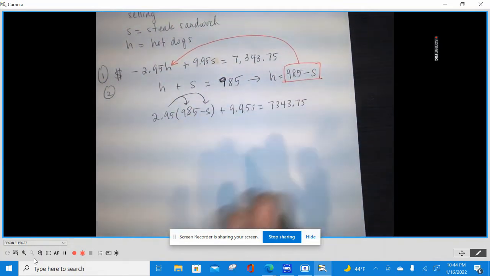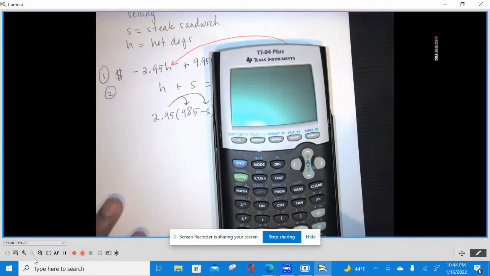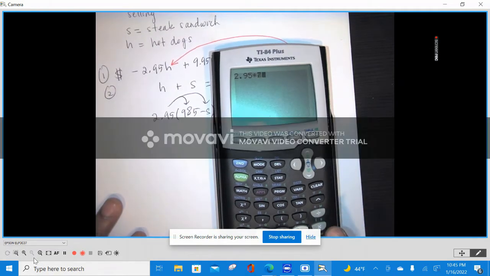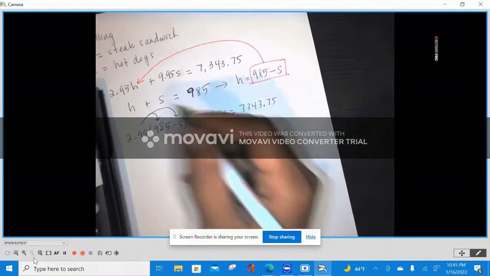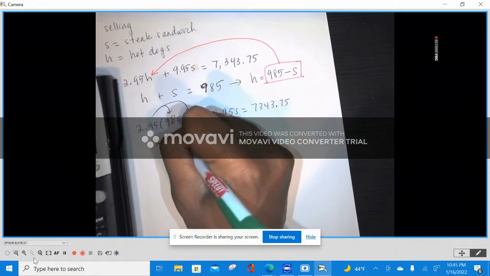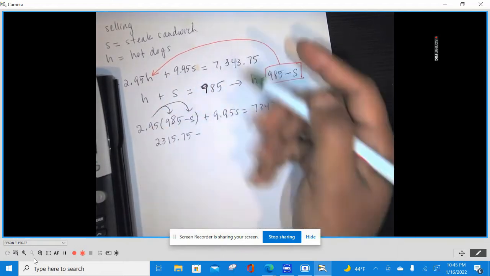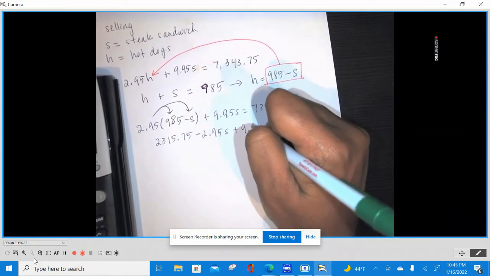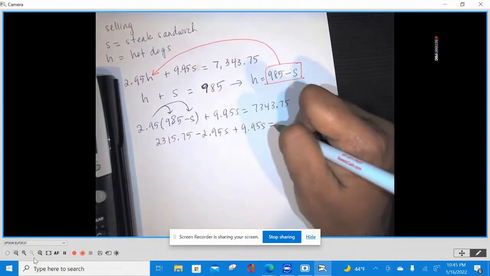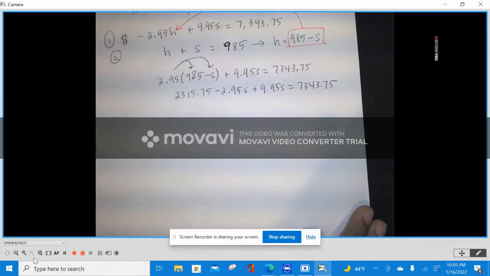Now in this case, see, I wouldn't be that cruel to you on a problem like this. This is when you use a calculator on. The numbers are big. So let's do 2.95 times the 985. We get 2905.75. We'll write that right here. 2905.75 minus. And then when I multiply this and this, it's just going to be a negative 2.95S plus the 9.95S equals 7343.75. See, everything's in terms of S.